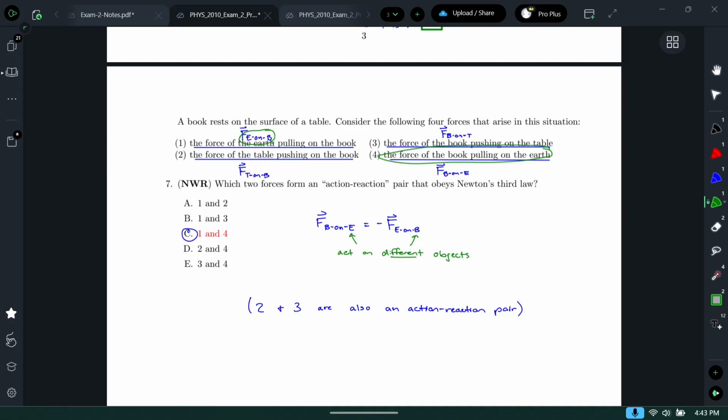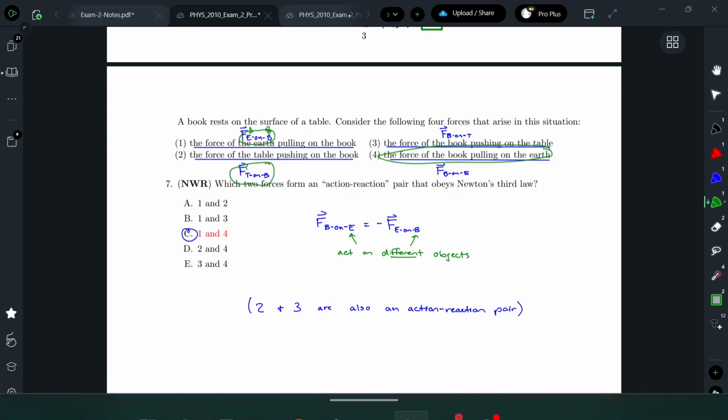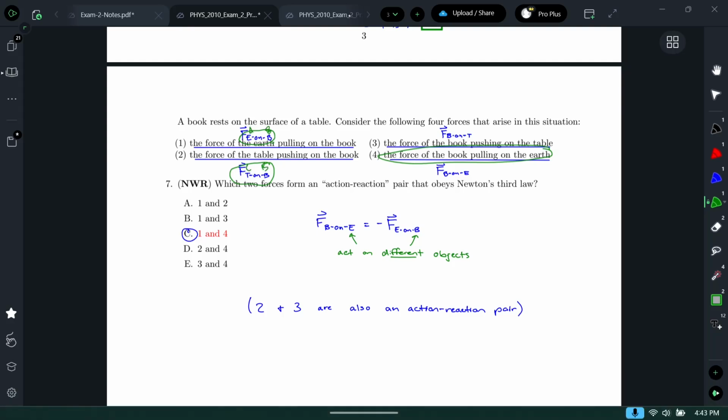The force the table exerts on the book is not an action-reaction pair with the force the Earth exerts on the book, because it's not A on B, B on A. It's A on B, C, a third thing, on B. So that doesn't check the boxes. 2 and 3, like I wrote here, also do actually check the boxes, though. It's the force the table exerts on the book, the force the book exerts on the table. That is still of the form A on B and B on A. So it's just like the main forces.